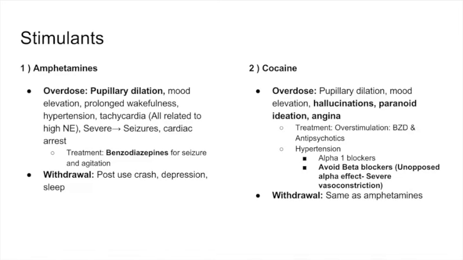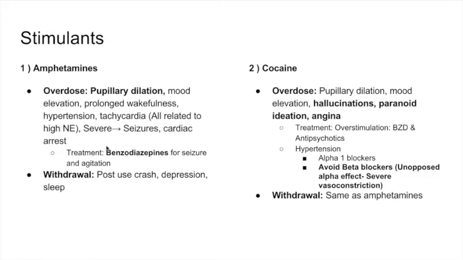You can also get seizures from amphetamine overdose, and you can get cardiac arrest, because when you get a massive release of norepinephrine, it causes so much stimulation of the beta receptors on the heart that it can lead to arrest. Treatment is benzodiazepines for seizures and agitation. Withdrawal is that you've used up all that norepinephrine, so you get a post-use crash, depression, and sleep. So it's the opposite of the overdose.